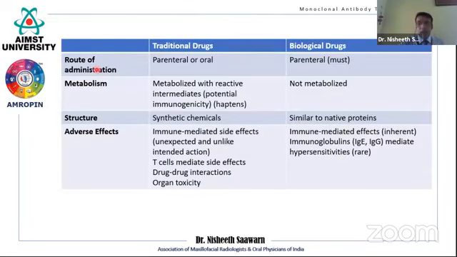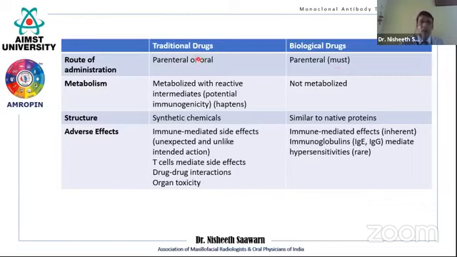So there are 4 ways in which they differ. The route of administration: the traditional drugs can be either parenteral or oral route of administration, while the monoclonal antibodies are always parenteral. There is no point in eating antibodies, right? The antibodies need to be present inside the blood, so we have to inject them. We don't want to eat it. It's a protein. If you eat it, it will get digested. You will not get anything.